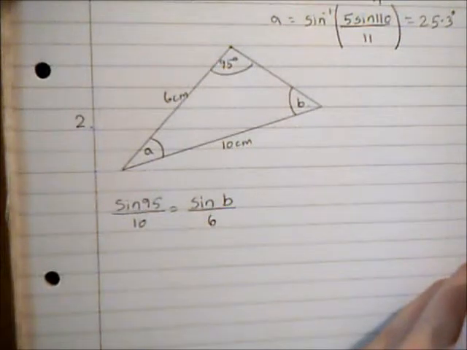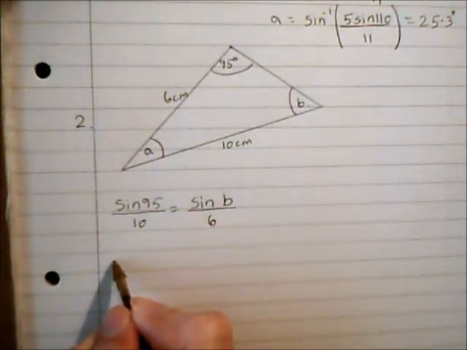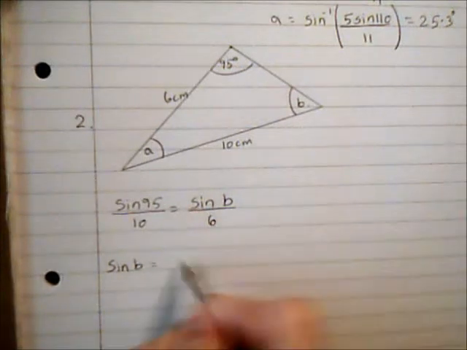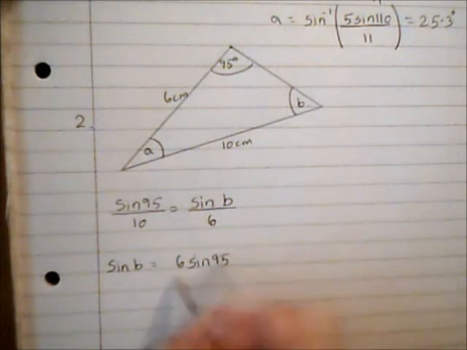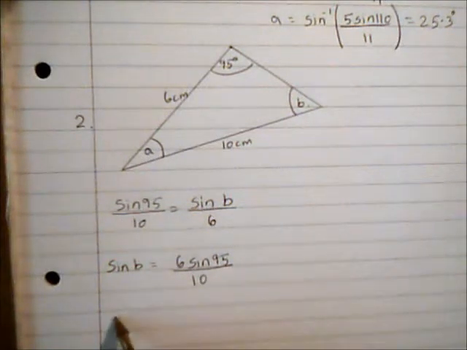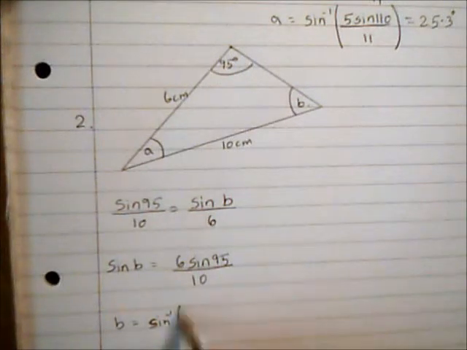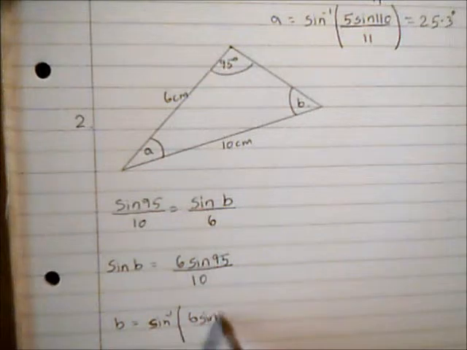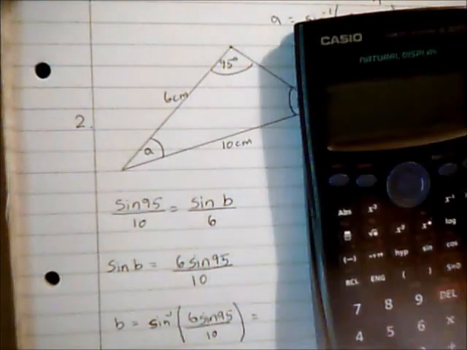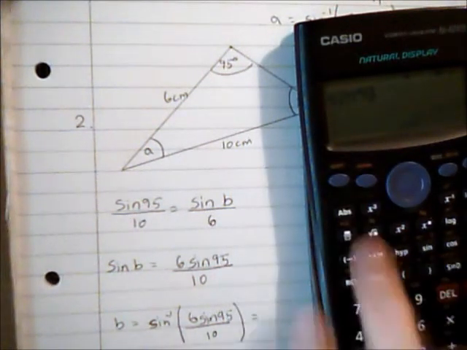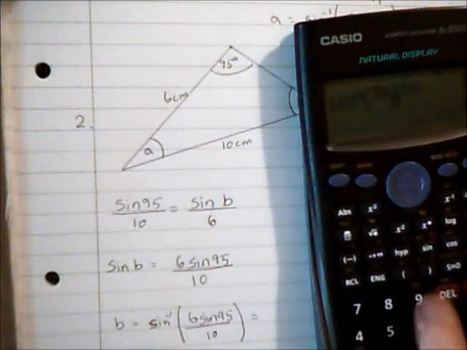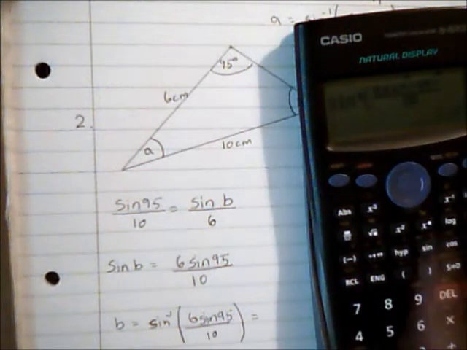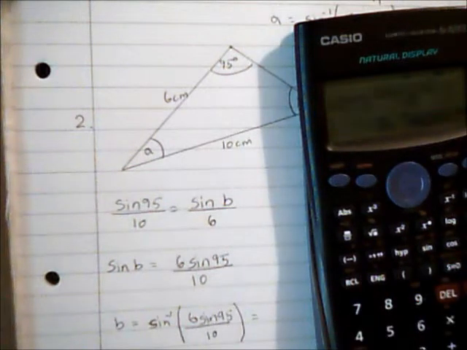So I'm going to solve this for B, so I'm going to then say that sine of B is equal to 6 sine 95 over 10, and therefore that B is equal to arc sine of 6 sine 95 over 10, and then I can evaluate that on my calculator. So arc sine of 6 sine 95 over 10, and that gives me 36.7 degrees.